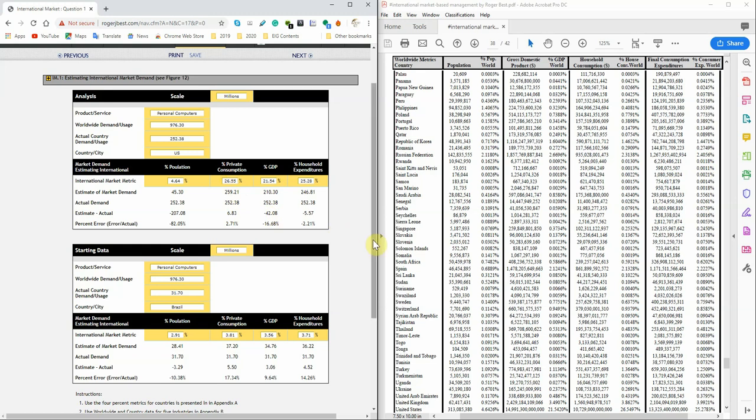All right, so now you can calculate international market demand using those statistics. You can find similar statistics from Passport or human development indicators. So today, this is it. We will cover international market potential maybe in the next session.